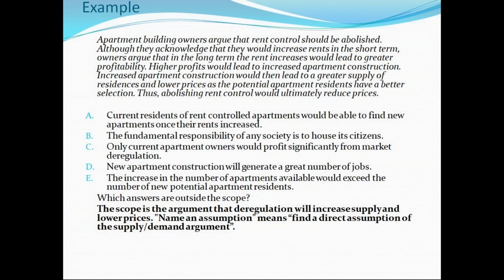So then we're left with E: the increase in the number of apartments available would exceed the number of new potential apartment residents. Do you think that's out of scope or in scope? It's in scope. But it's still an unproven statement. That's right, but at least it's relevant, and that's what we're looking for here. It's relevant because it's dealing with the topic of supply and demand, which is essentially the argument being made in the stem. Okay, does everybody see why that one's relevant?